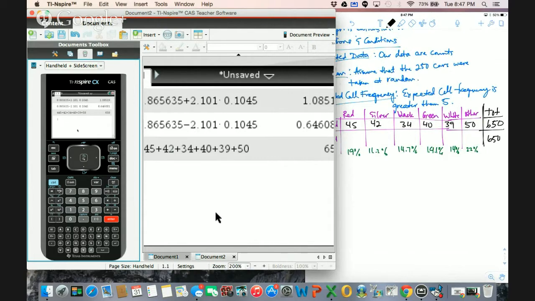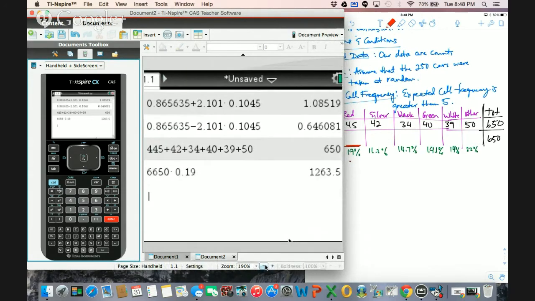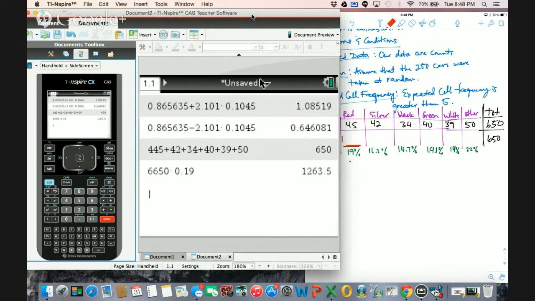But what I'm going to do is I want to know what my expected value is. I'm going to put this in a different color right here. And my expected value is going to be 19% of my total, which was 650. So I'm going to do 650 times 0.19.